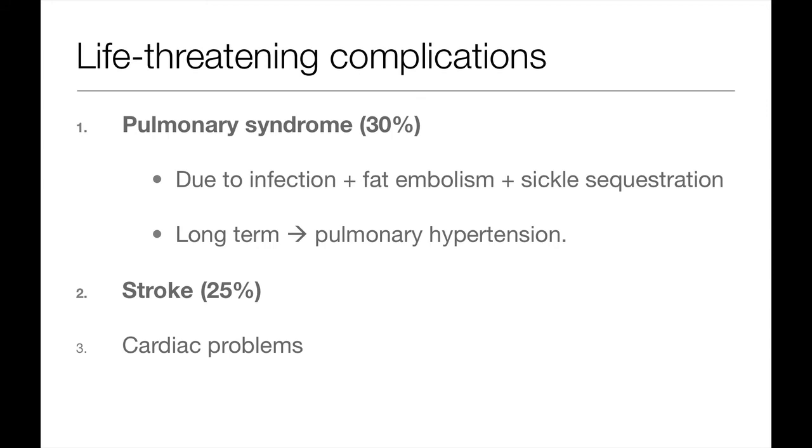There are two very important life-threatening complications of sickle cell crisis that are basically because the microvasculature is being affected in core organ systems. The common ones are pulmonary syndrome, which if recurrent can lead to pulmonary hypertension, and stroke.